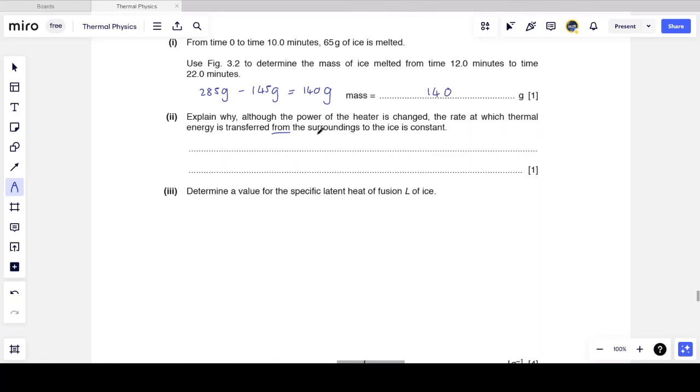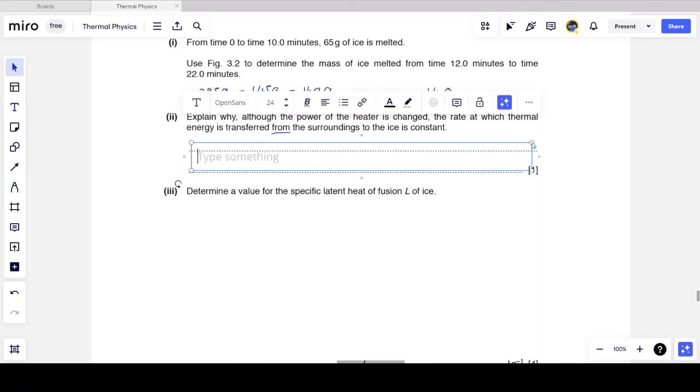So the surroundings are warmer than the ice, so some of the energy of the heater goes to heating the ice, and some of the energy of the surroundings helps the heater melt the ice. So why do we want to say that? This is why we say energy is transferred from the surroundings to the ice, and the rate at which it happens, the word rate is important, is constant. The reasoning is exactly the same. There's no difference between the reasoning in this question and the reasoning in the previous question.